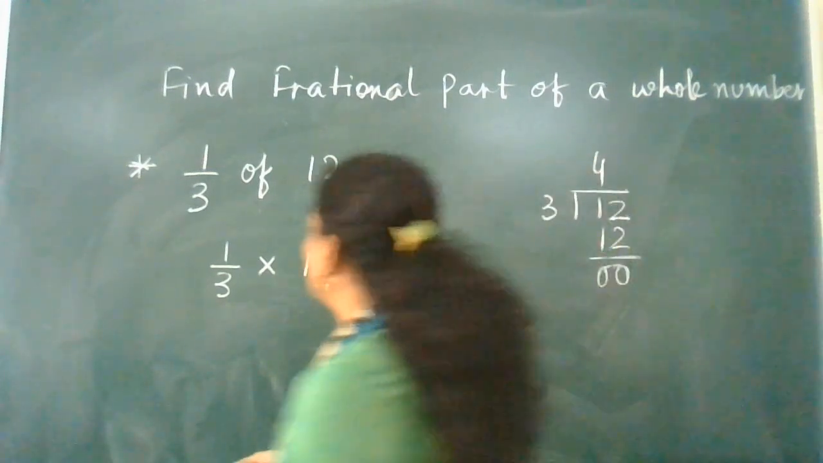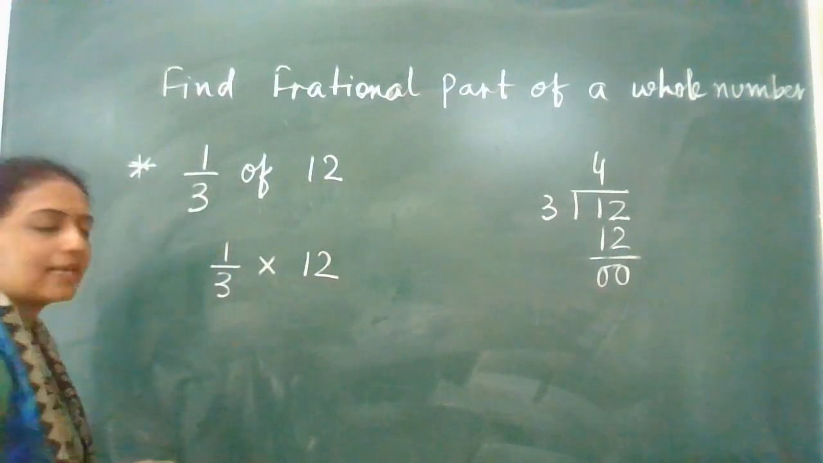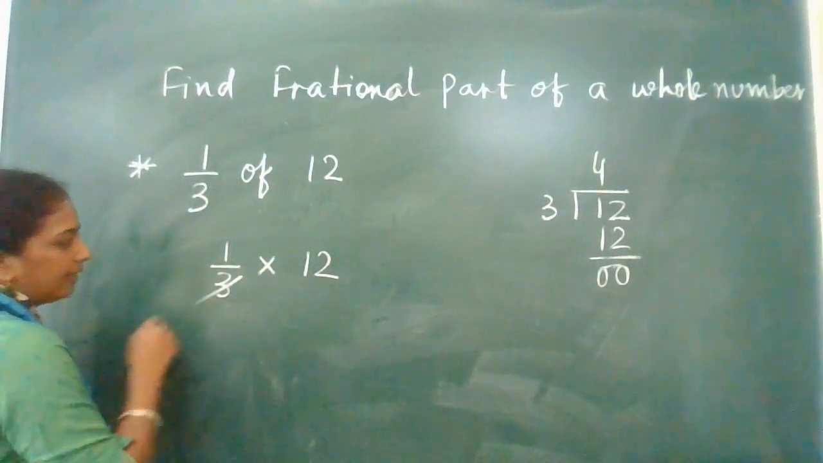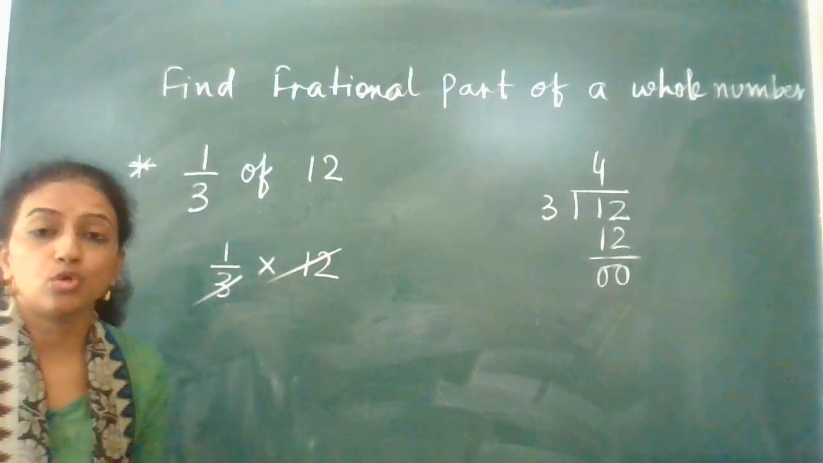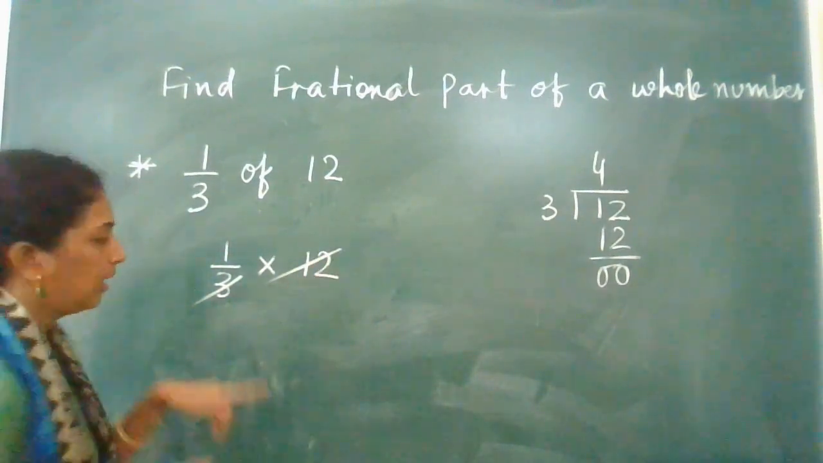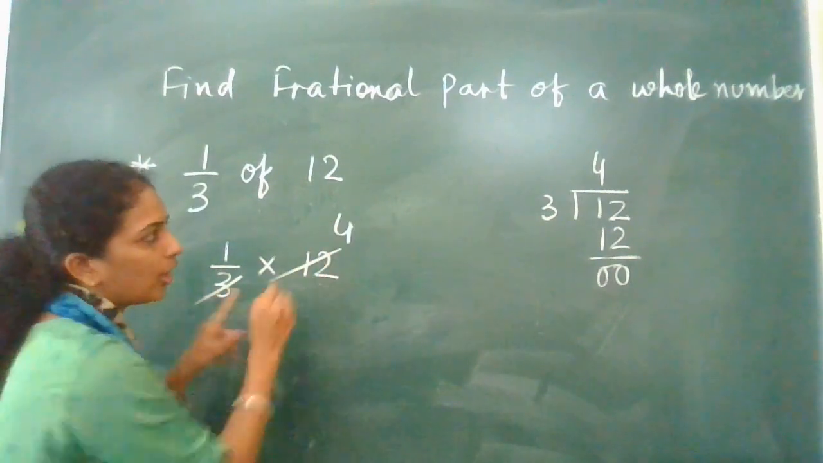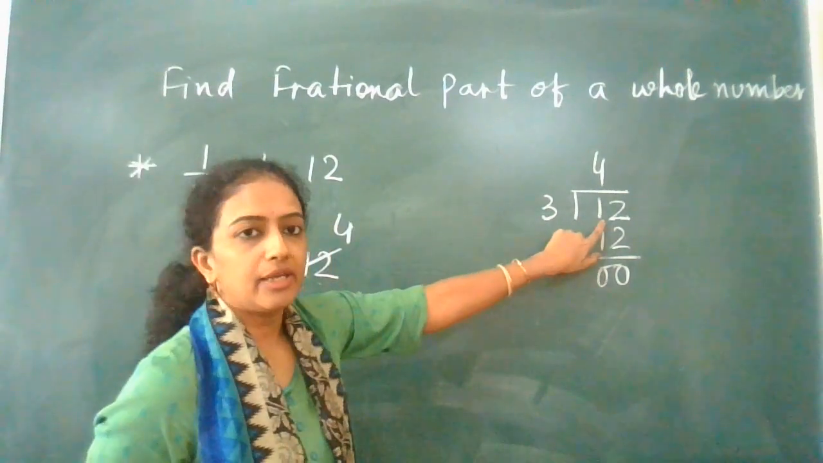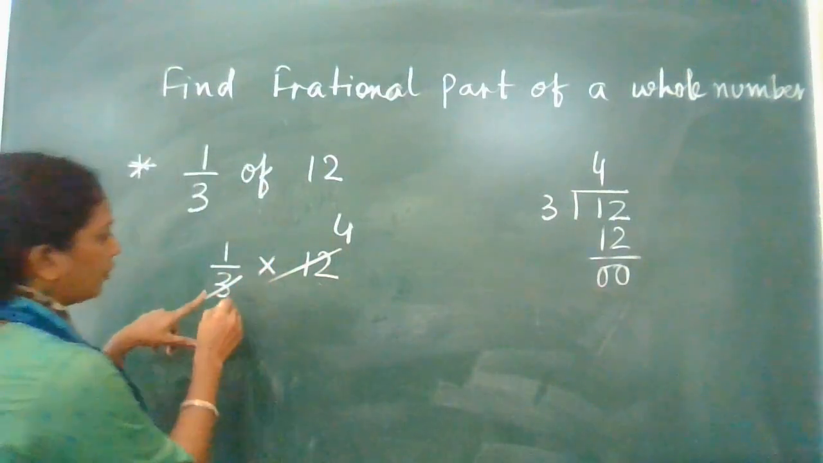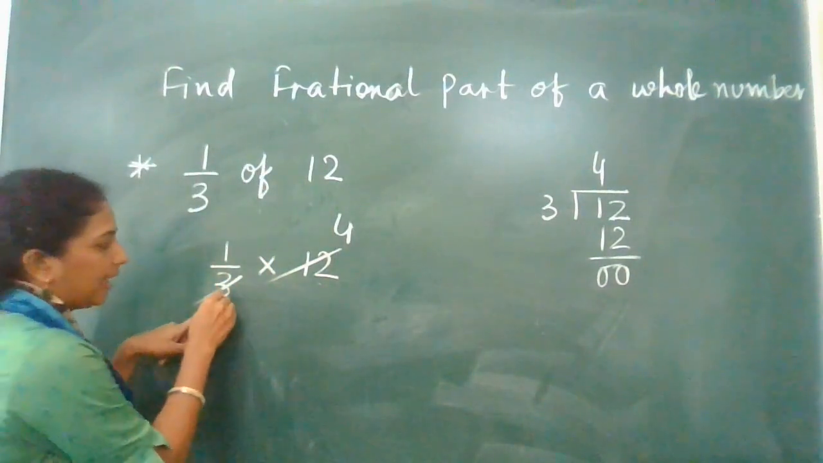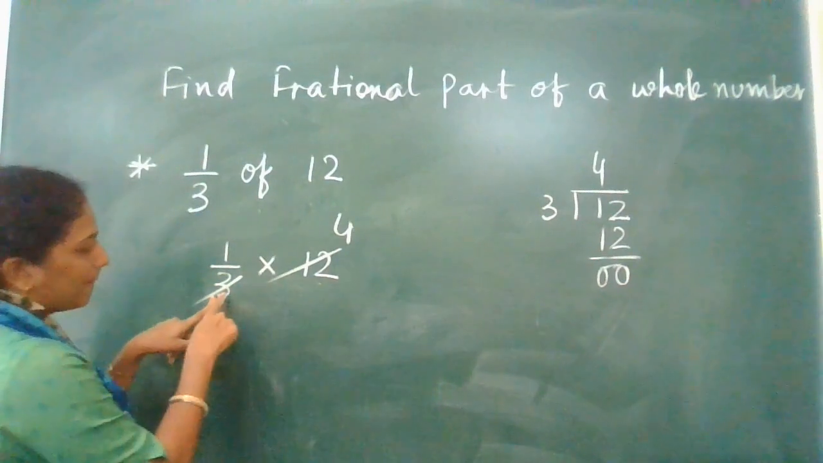Okay, when you do 3 4s are 12, we can do it this way. We are dividing 3 and 12. When you are dividing, you have to cut. So 3 4s are 12. What you have done is divided 12 by 3, so you have cut the 3.